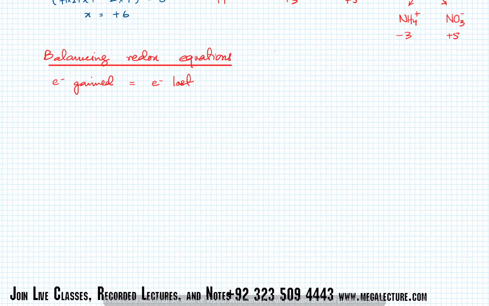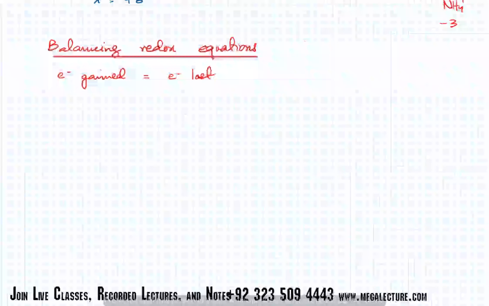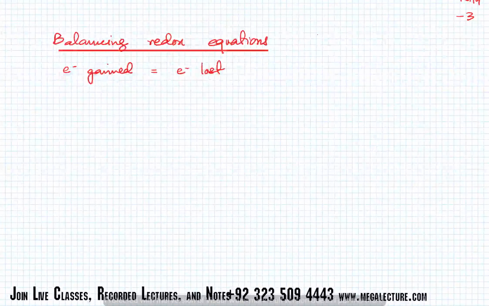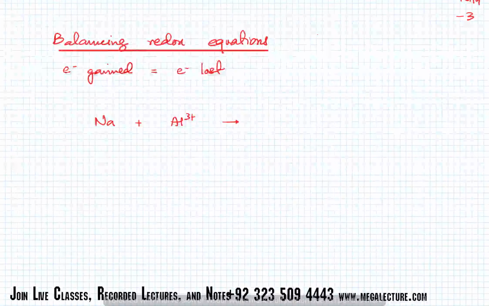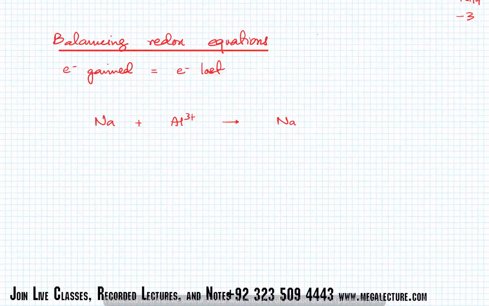So now try electrons gain. Let's start with the simple one. Na reacting with Al3+. And on the other side, you're getting Na+1 and Al.